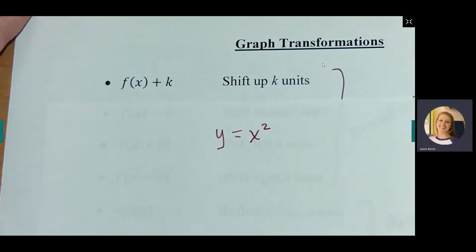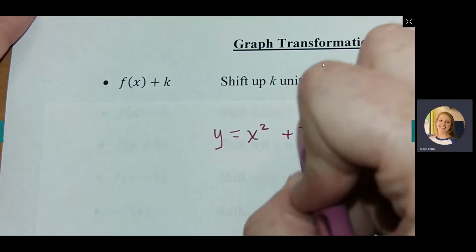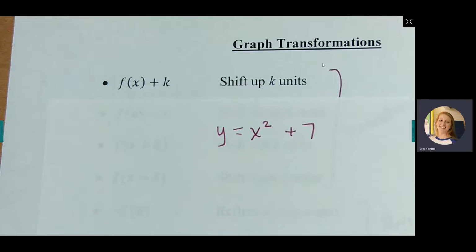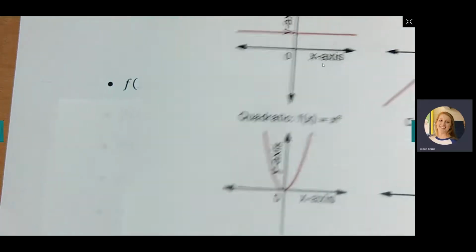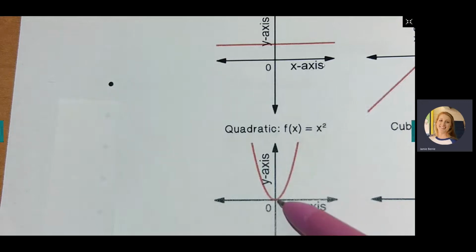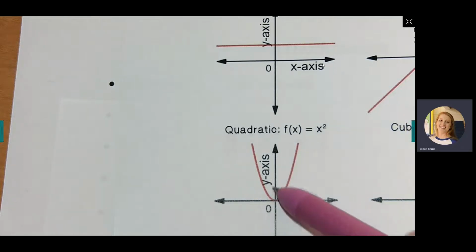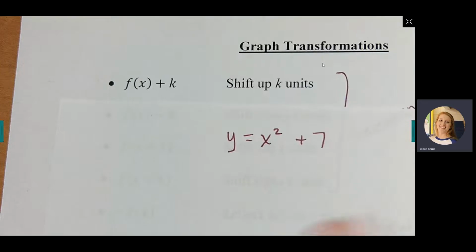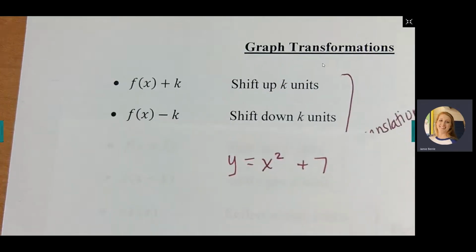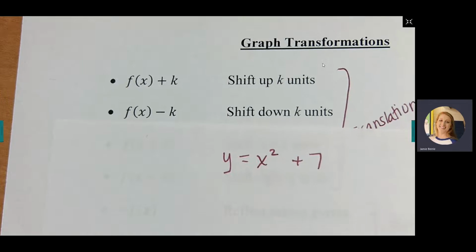So if I had y equals x squared and then I add a number, say 7, to the end, then that's going to shift it up 7 units. So basically I would take this graph of a quadratic right here, and then I would shift it up 7 units. All right, so then it would no longer go through the origin, it would go through the point (0, 7). Now, very similar, if I subtracted the number from the end, it's going to move it down.